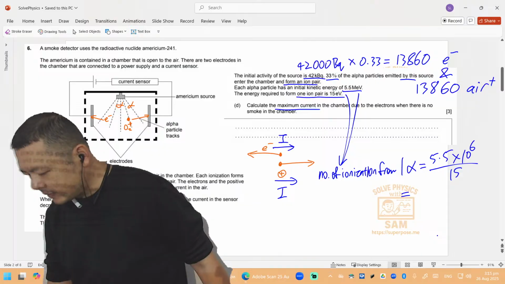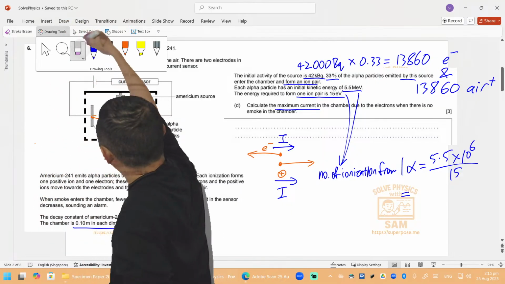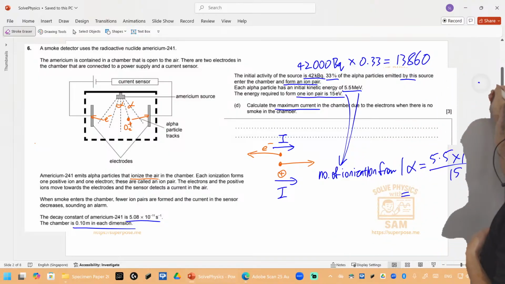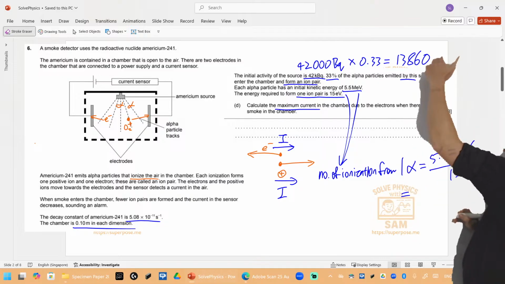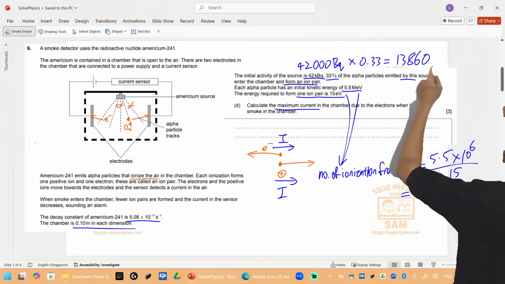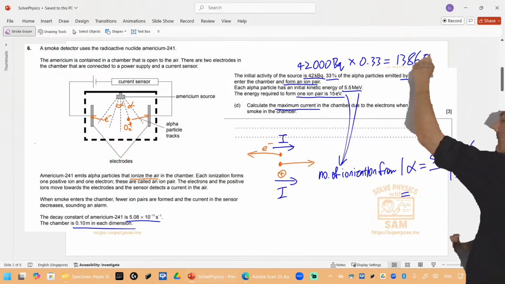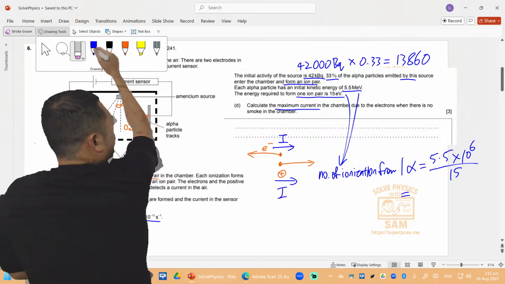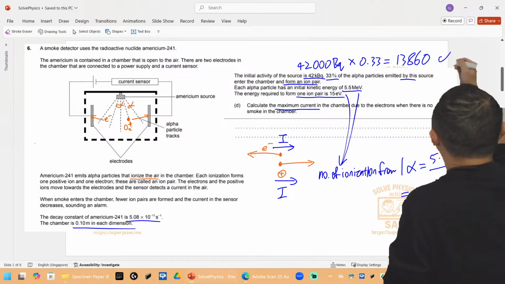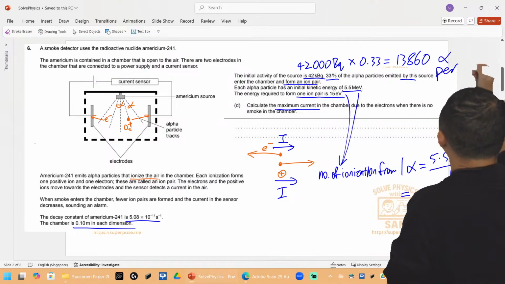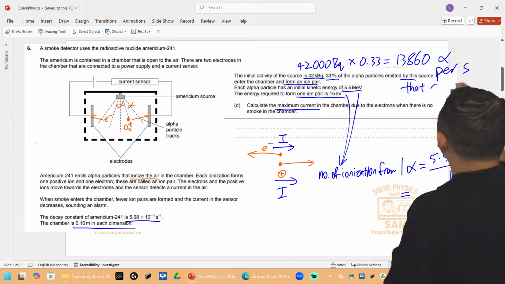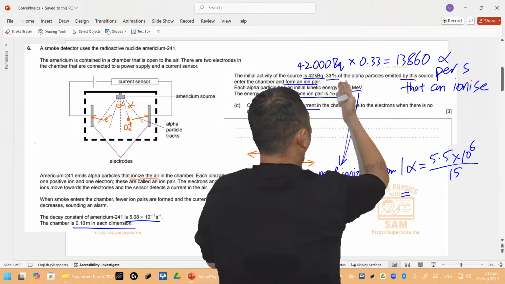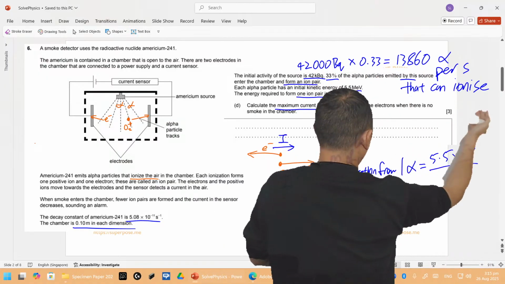I cancelled this part here first because I realized that I didn't have to do that. So basically, I have 13860 alpha particles per second that can go on and do ionization. 13860 alpha per second that can ionize.